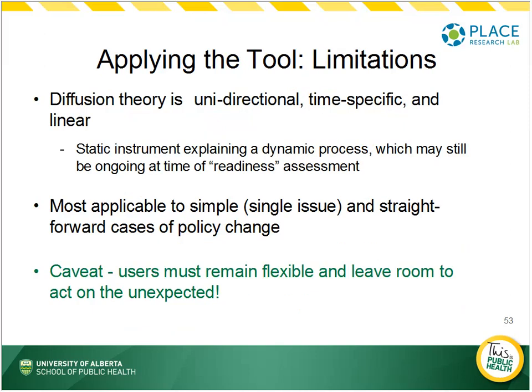We also know that there's limitations to applying this tool. So diffusion theory on paper is happening in one direction, and that's forward. It's time-specific. There's a beginning to a policy context, and then it implies that there's an end by having these later adopters. What we know in real life is that policy spread happens in all kinds of directions. It's not limited in time, and there may never be an end point. So it's difficult to say that there's an end to a particular policy issue.